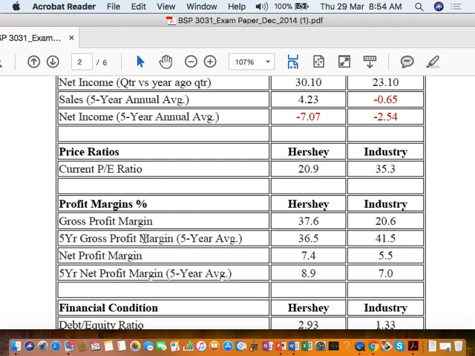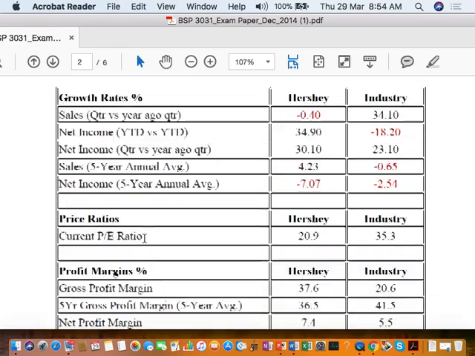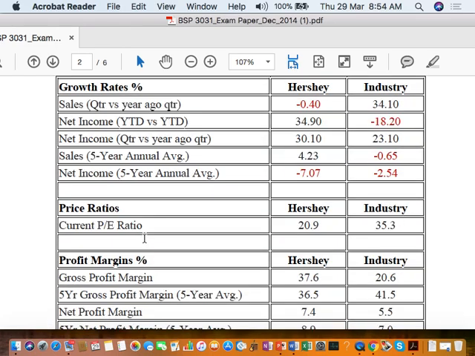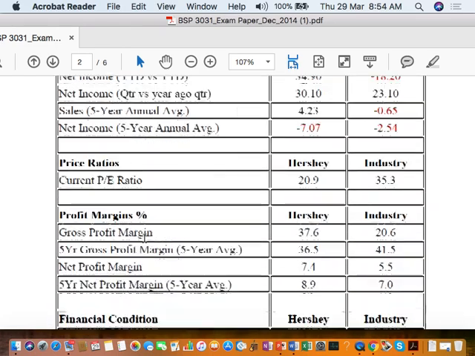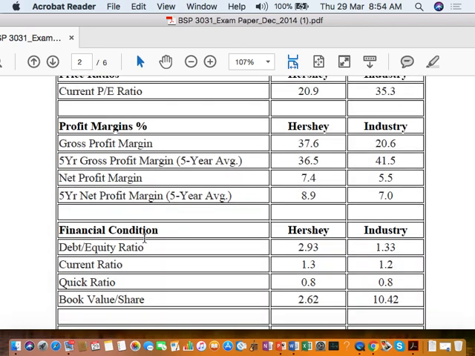So I would suggest you spend some time looking at the ratios we have here. Spend some time looking at your sales ratios, net income, your price earnings ratio. Also look at your gross profit versus net profit margin. Why might you be interested in gross profit versus net profit? Somebody who hasn't spoken. Why are you interested in gross profit versus net profit?